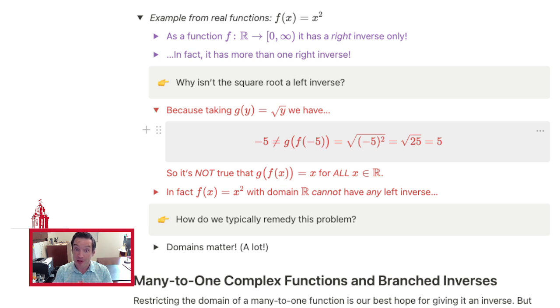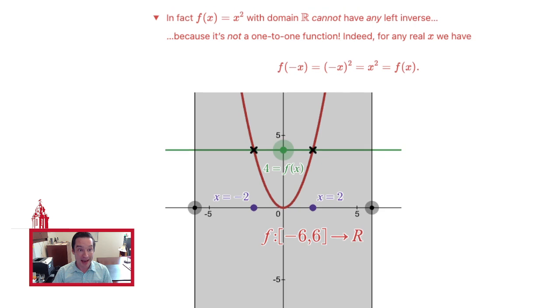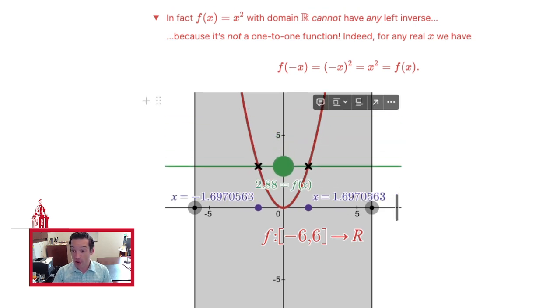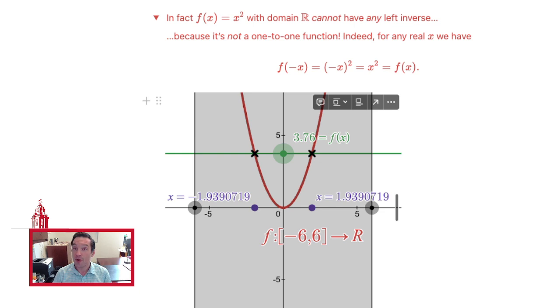So it's not true that g of f of x is always equal to x. The square root does not undo what the square does, even if the square always undoes what the square root does. So that's why the square root is not a left inverse. And again, because f of x equals x squared, if the domain is all real numbers, we can't have a left inverse at all because my function's not 1-to-1. It fails the horizontal line test at most places.